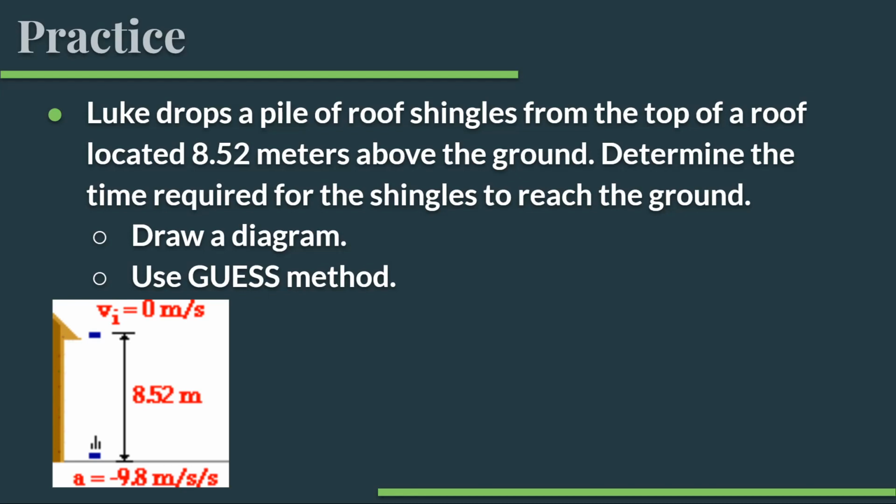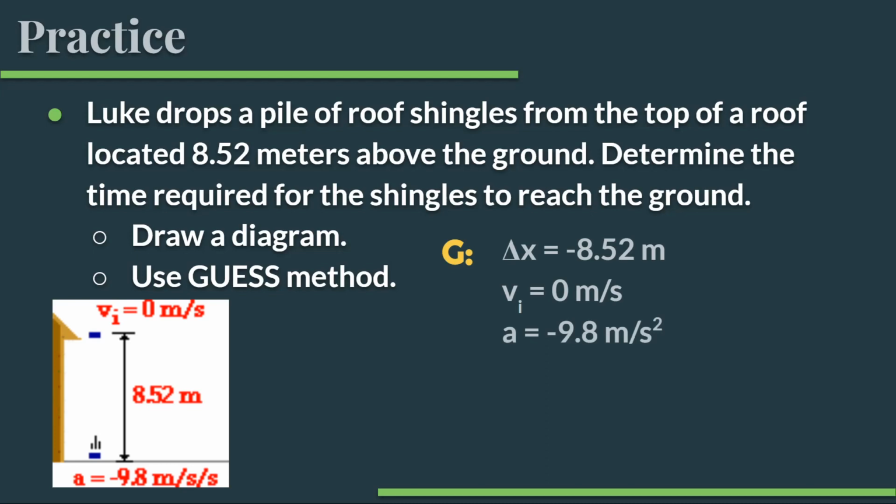Okay, and then we're going to use that same method, the GUESS method, where we label all of our givens and our unknowns so that we can find our equation and then substitute and solve. It's the same process we've been doing. So the given information in the question, and I put it in the picture, is that the displacement of this roof shingles is going to be 8.52 meters downward. So I went ahead and put a negative sign. I'm going to define the ground as negative. Okay, my initial velocity is 0. Again, that's in the picture as well. And my acceleration is due to gravity, so it's negative 9.8 meters per second every second. The information I am being asked to solve for is time. So my unknown is time. So I have G and U in the GUESS method, given, unknown.